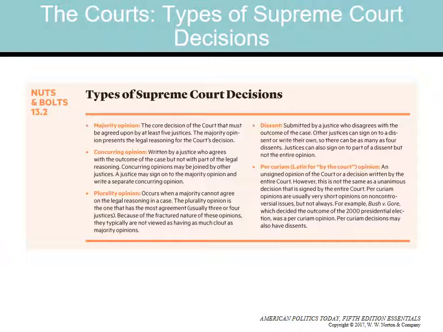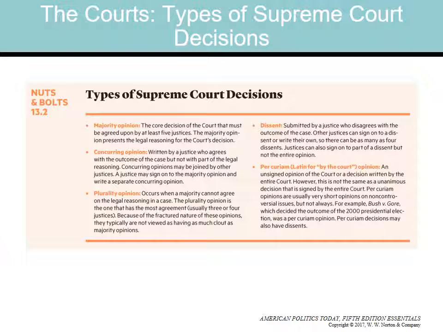That's a plurality. Dissenting opinions are submitted by a justice who disagrees with the outcome of a case. Other justices can sign on to a dissent or can write their own. So there can be as many as 4 dissents. Justices can also sign on to part of a dissent, but not the entire opinion.